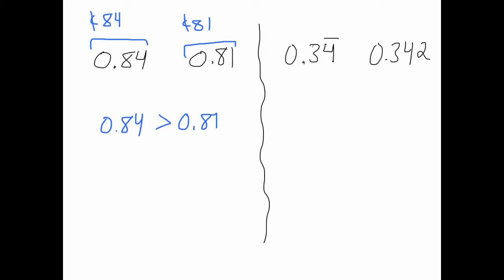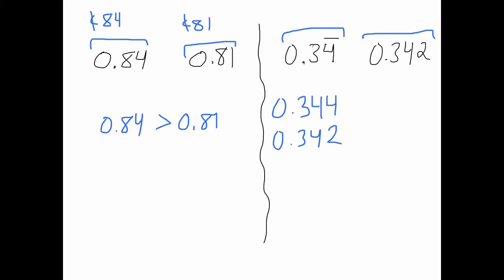Another situation that might come up is with repeating decimals. In this case, 0.34 with a repeating 4 and 0.342, it's a terminating decimal, so it just ends at the 2, might be tricky. I would want to think about what does 0.34 with a repeating 4 look like. I at least would want to think about extending it one more place, because 0.342 also goes one more place.